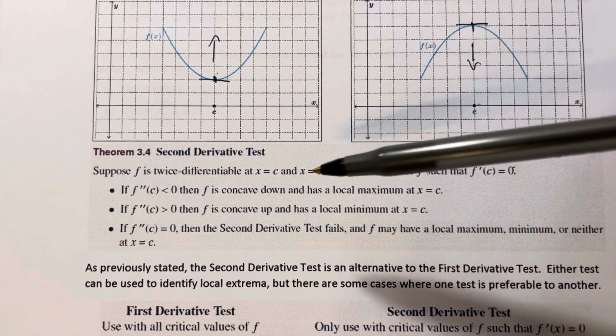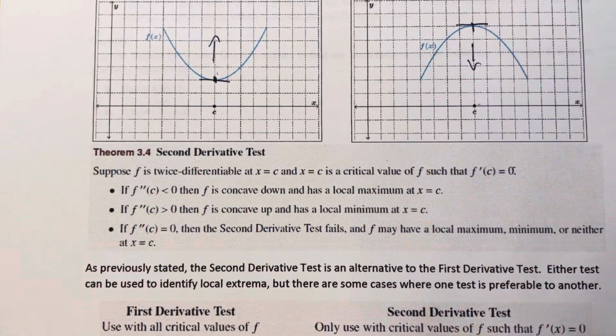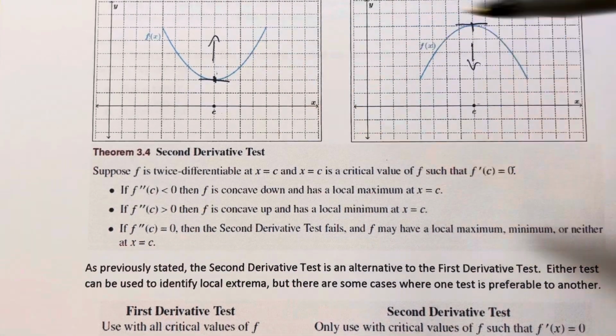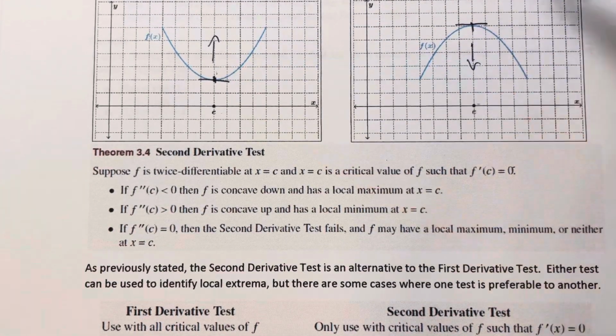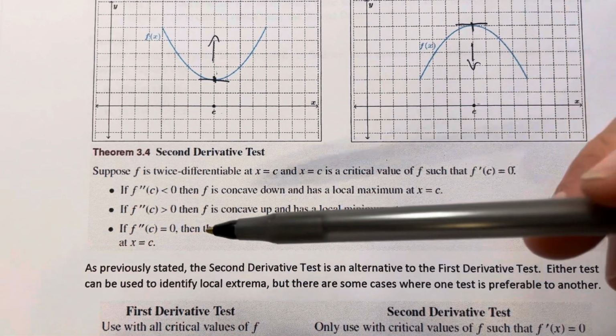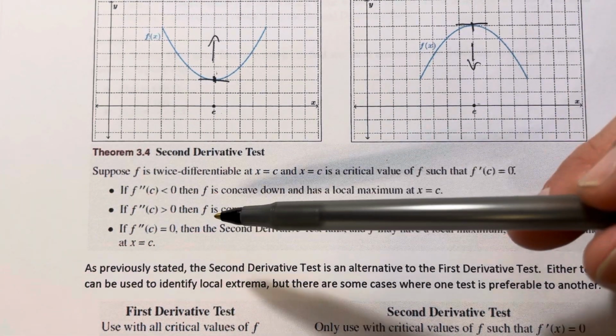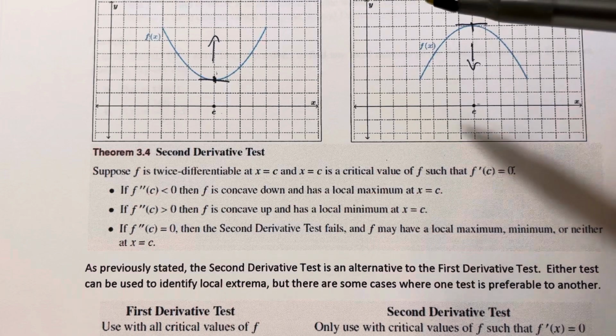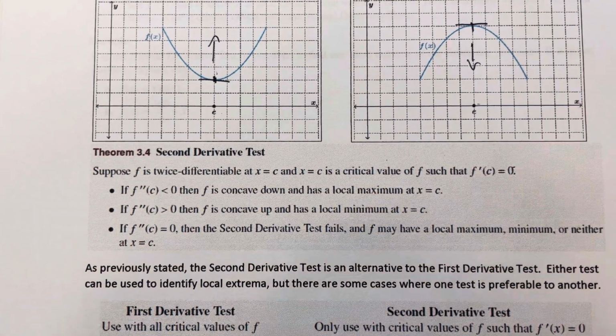If f double prime of c is positive instead, then our function is concave up like we're seeing here, and that would give me a local minimum. Finally, if f double prime of c is equal to 0, so it's neither positive nor negative, then the second derivative test fails, and f may have a local maximum, minimum, or neither. So in other words, we can say that if the second derivative of our function is equal to 0 at that critical value, then the second derivative test is inconclusive.